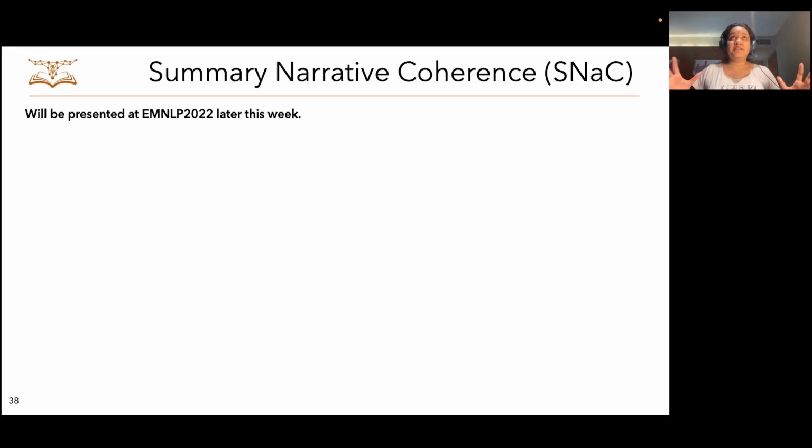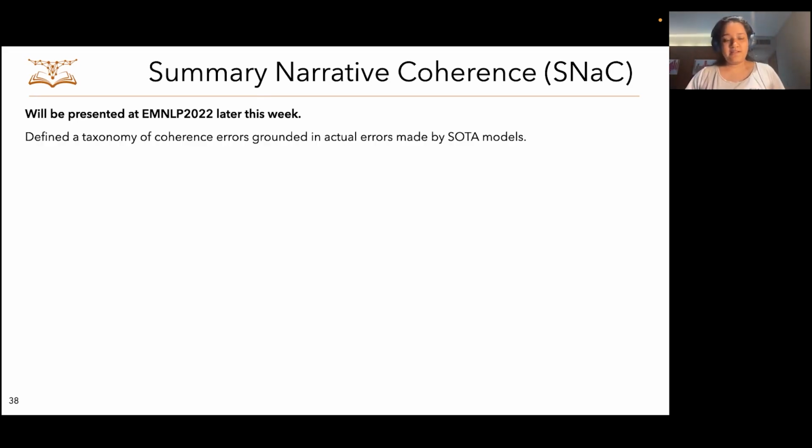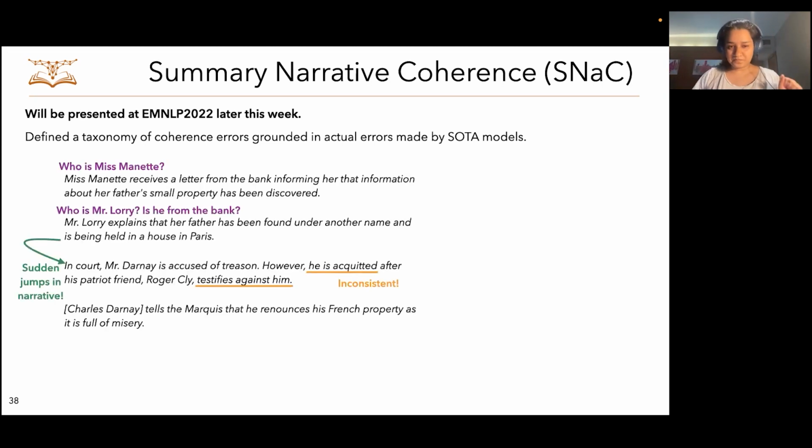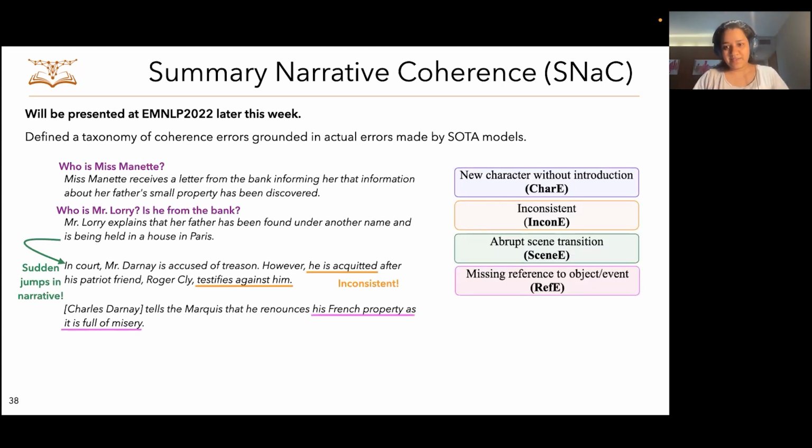So again, the need of the hour here is better evaluation metrics to be able to actually say that these summaries are bad. And we took the first step towards that in this work called SNAC, which will be presented at NLP later this week. And the basic approach we followed was we defined, firstly, a high-level taxonomy of coherence errors that was grounded in actual errors made by these summarization models. So I've already defined 3 of those types of errors before. And a last error that we add here is missing reference to object or event, which corresponds to cases where it introduces a new object, but pragmatically, it seems like there must be more information about that object.